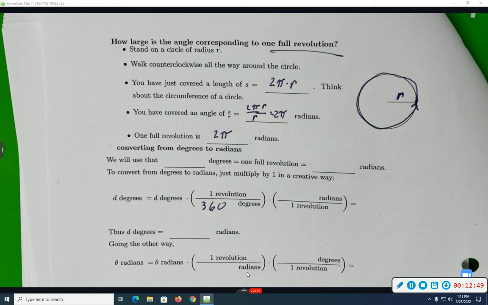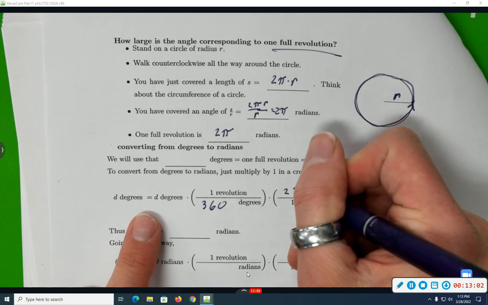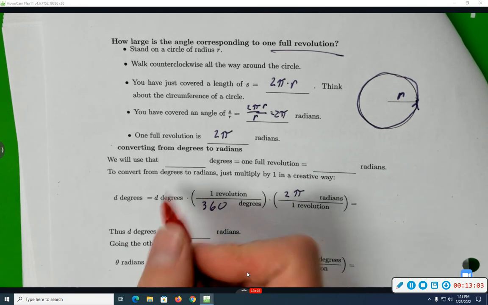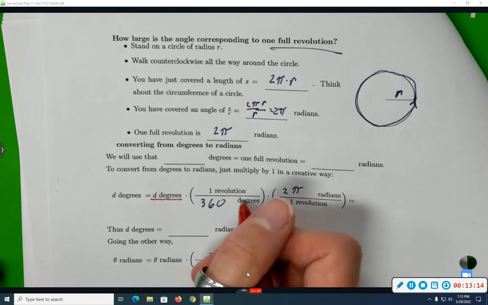According to what we just did, how many radians makes a full revolution? 2 pi. Nice. So d degrees. Here's the game I'm playing. I'd like to know what d degrees is in some other units, where I want to multiply and divide by something that'll convert away from degrees. So I needed to get rid of degrees.